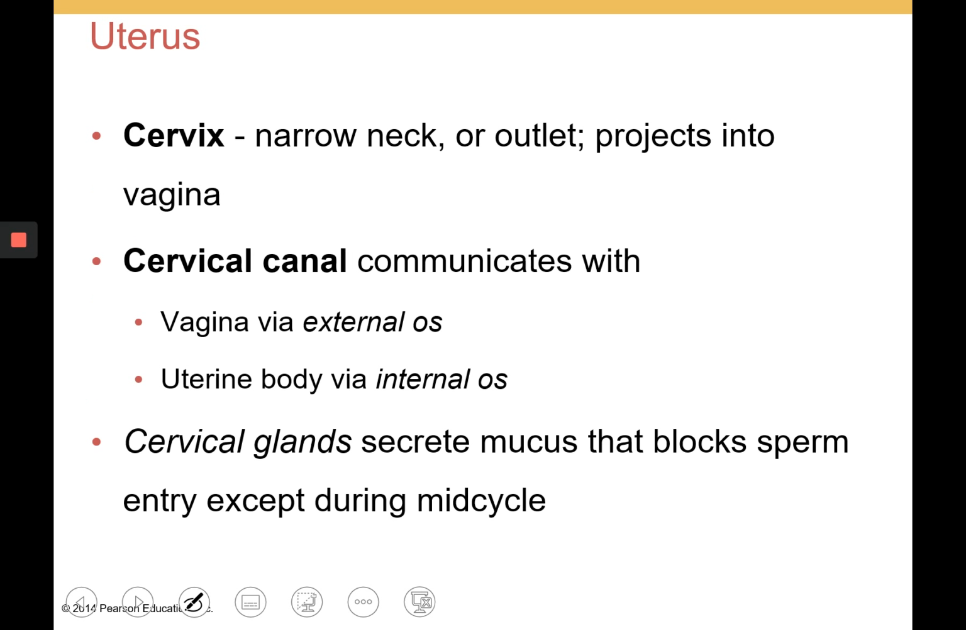The cervix is the narrow neck or outlet of the uterus, so it's projecting slightly into the vagina. There's a cervical canal within the cervix, and it has an internal and external opening. The vagina is going to be close to the external os of the cervical canal, and the uterine body is going to be close to the internal os of the cervical canal. And there are cervical glands that secrete mucus that are able to block sperm entry through the cervical canal, except during mid-ovarian cycle.